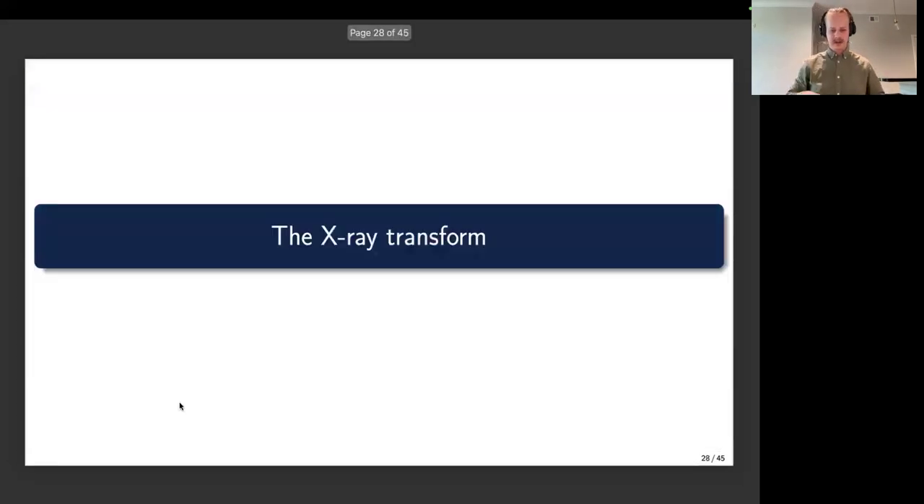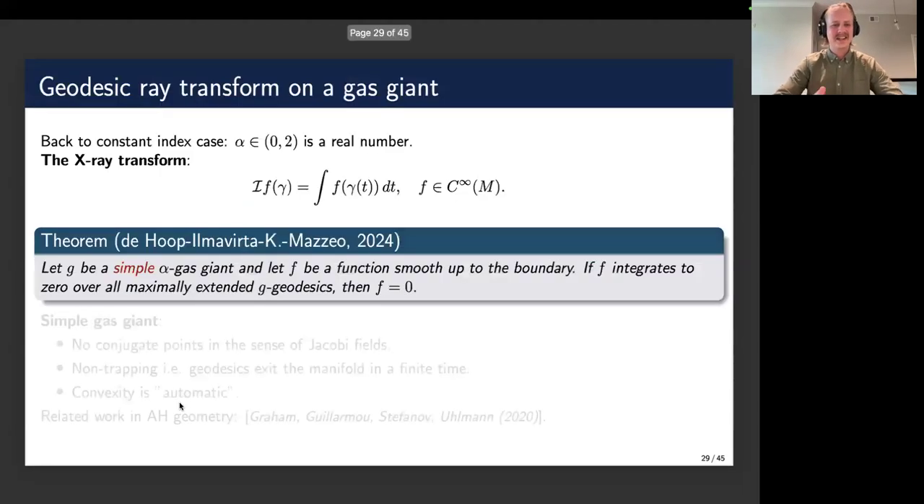Next up, now we get into inverse problems. The first one is my favorite one. It's the X-ray transform. Let's look at what this does. So now we are back to the constant index case. Alpha is equal to a real number, and we will keep it that way from now on.